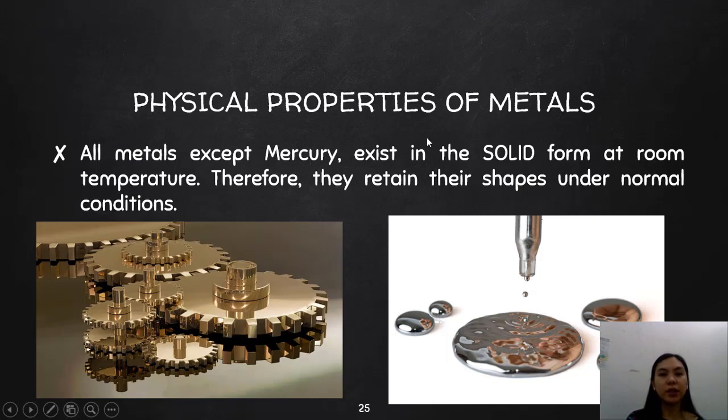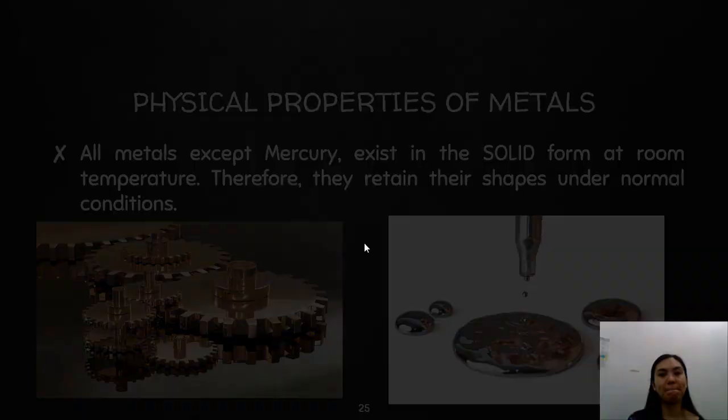So, as I've said earlier, all metals except mercury exist in their solid form at room temperature. Therefore, they retain their shapes under normal conditions. So, mercury is an exception to the rule, but mostly all of your other metals are in their solid form.